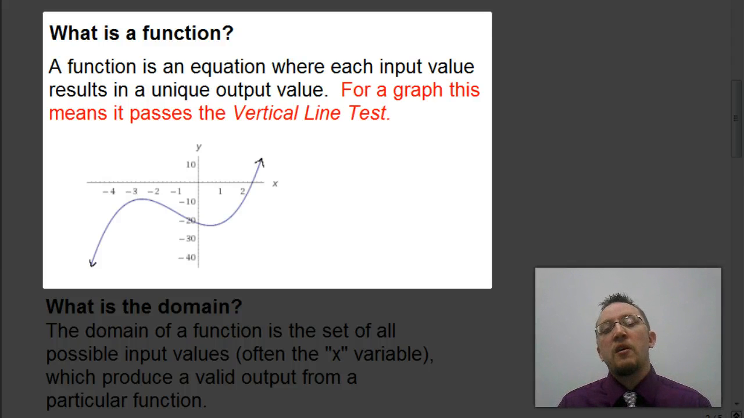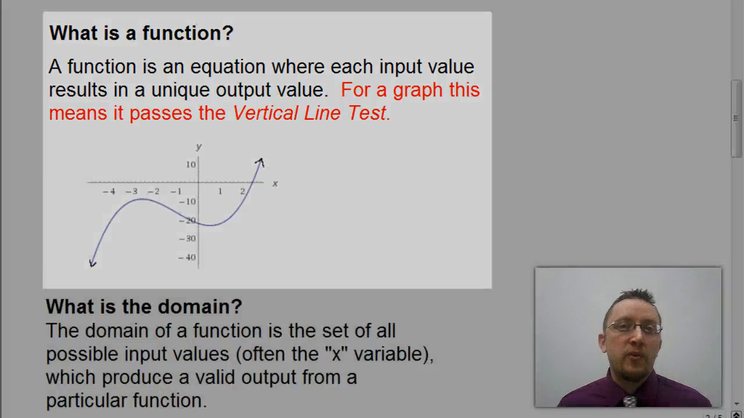And so we have something called the vertical line test. It's exactly what it sounds like. It's a test where we apply vertical lines to the graph, and if the line only intersects the graph at one point, then it is a function. So we can see that this graph here is a function, because no matter where you draw a vertical line, it passes through the graph at just one point.